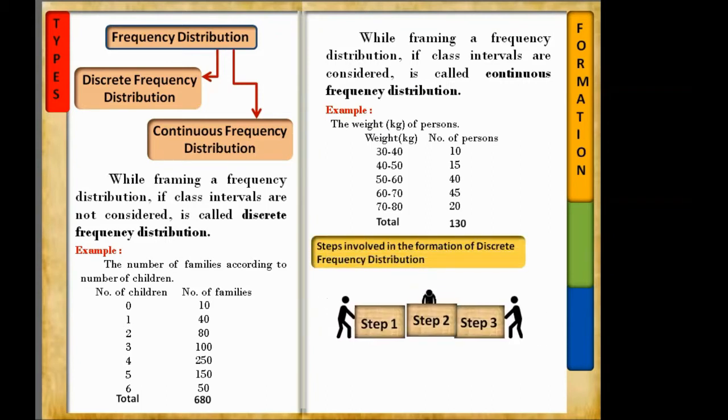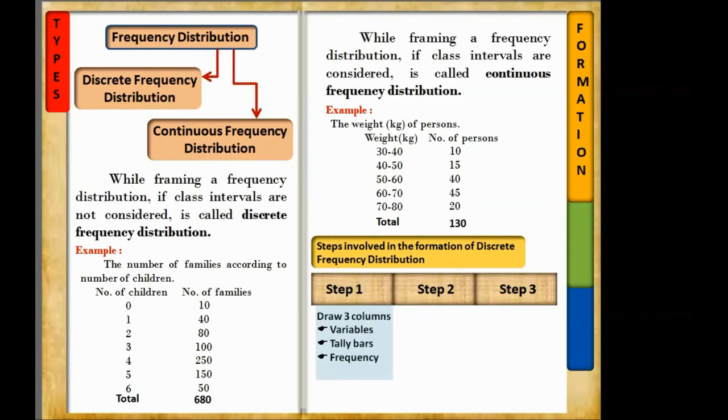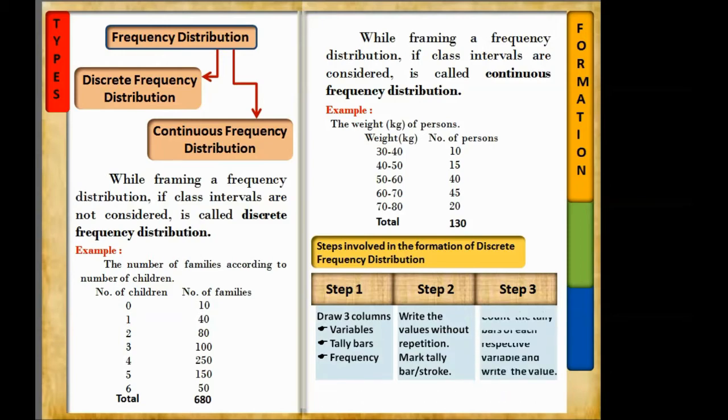Steps involved in the formation of discrete frequency distribution. Step 1. Draw 3 columns: variables, tally bars, frequency. Step 2. Write the values without repetition. Mark tally bar or stroke. Step 3. Count the tally bars of each respective variable and write the values.